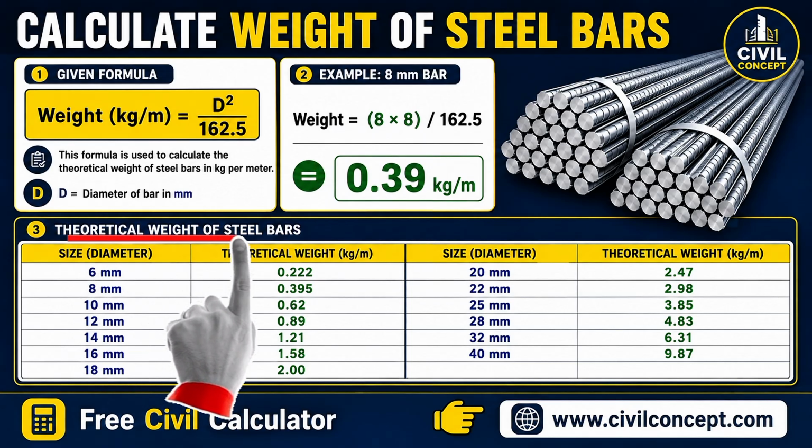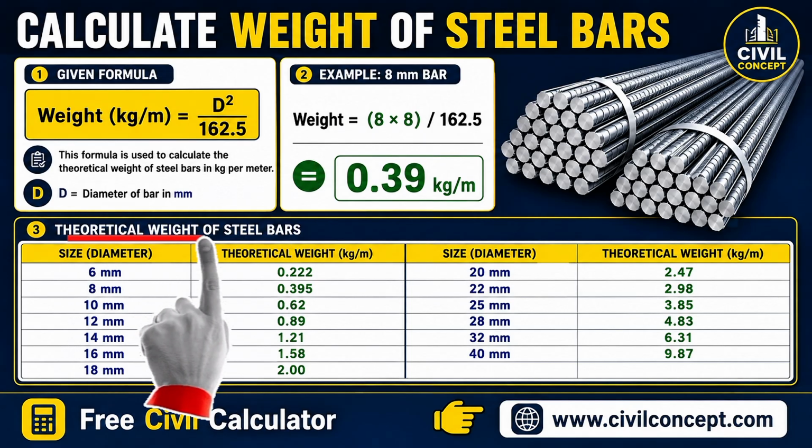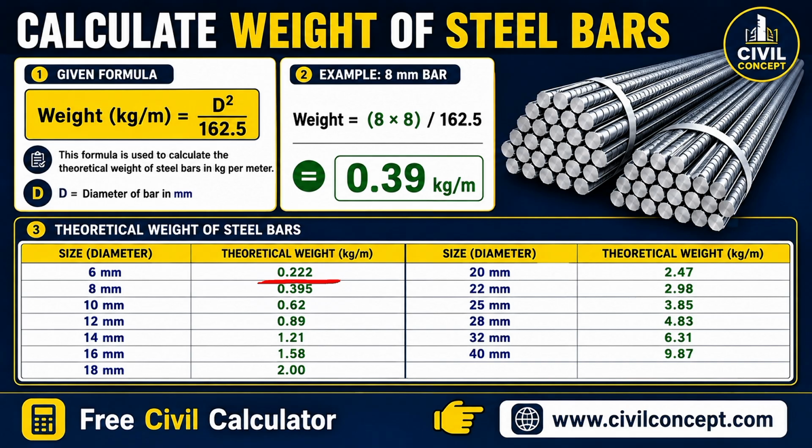Now, let us see the theoretical weight of common steel bars. 6 mm bar is 0.222 kg per meter. 8 mm bar is 0.395 kg per meter. 10 mm bar is 0.62 kg per meter. 12 mm bar is 0.89 kg per meter. 16 mm bar is 1.58 kg per meter.